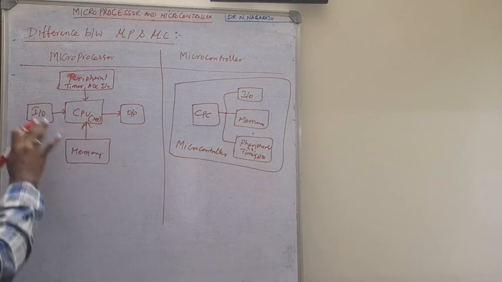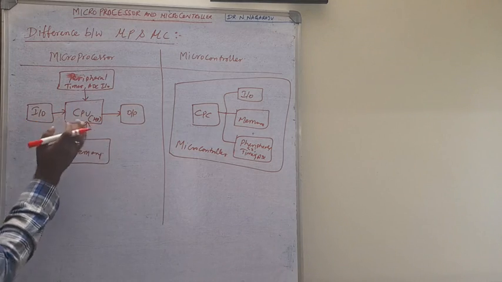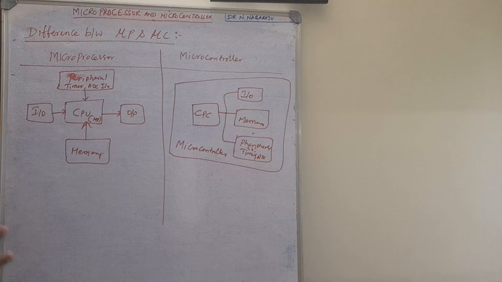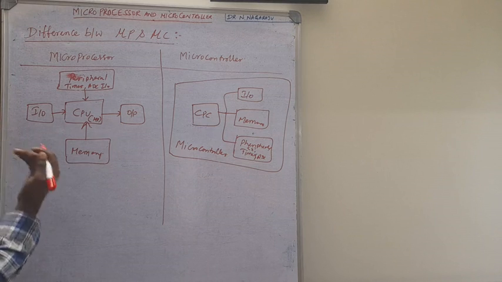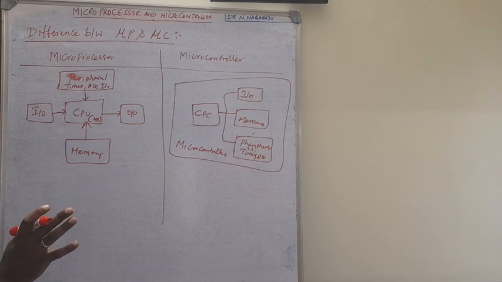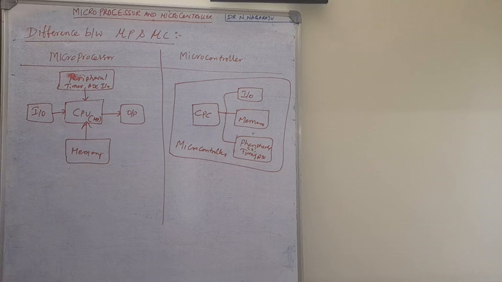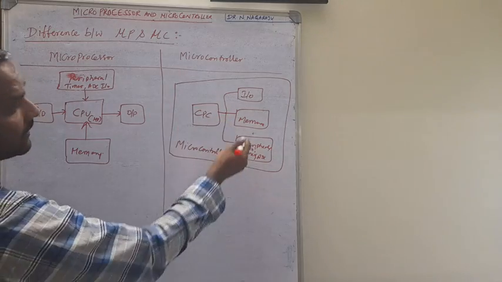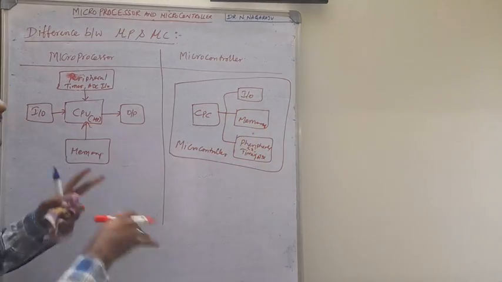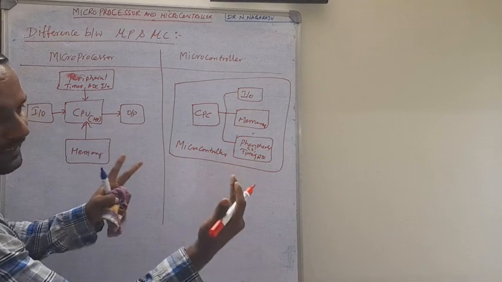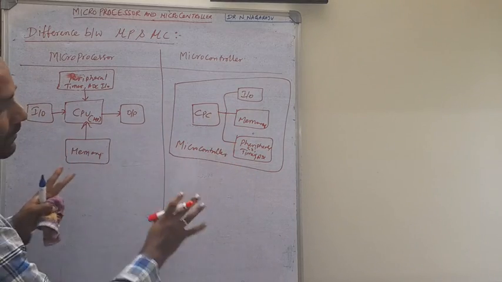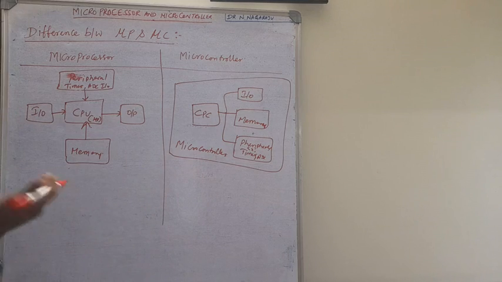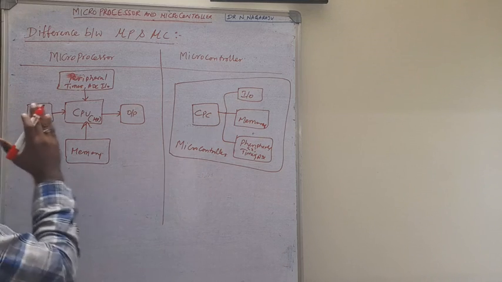In a microprocessor system, there is no inbuilt memory and also no inbuilt peripherals. Inbuilt peripherals are not available in the microprocessor, and inbuilt memory is also not available. But in a microcontroller, the IO ports, memory and peripheral devices are all inbuilt in a single chip. This is the main difference between microprocessor and microcontroller.